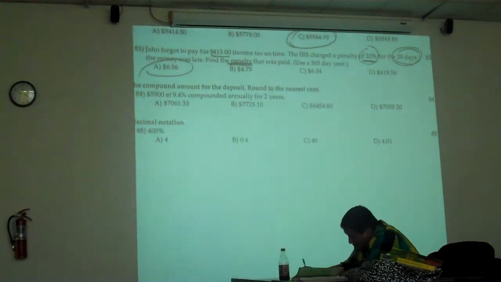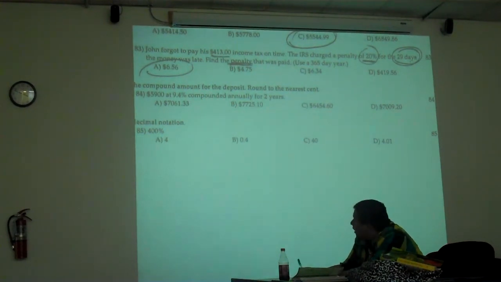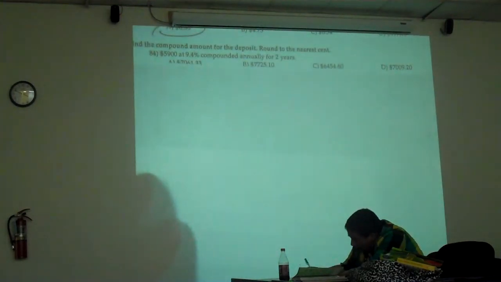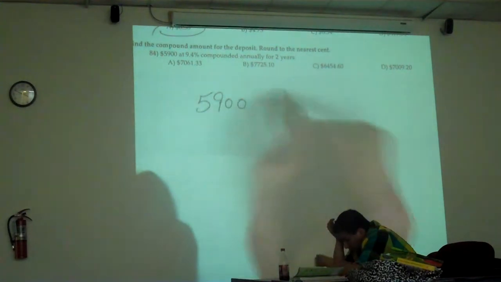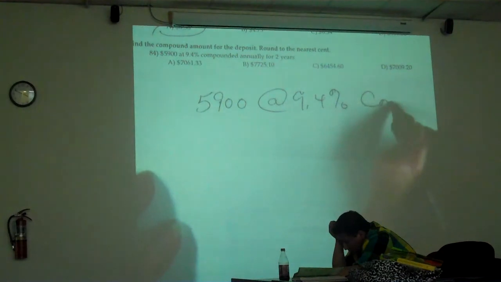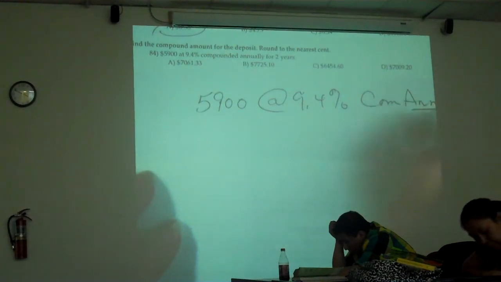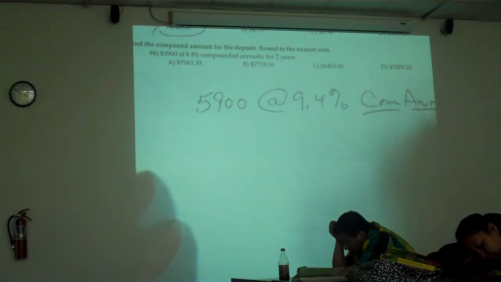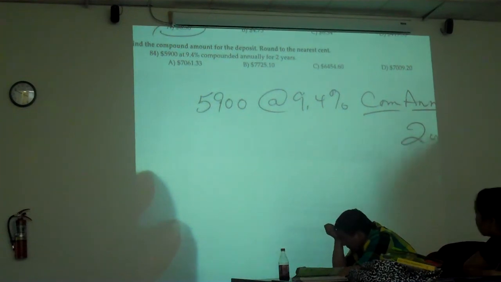Okay, now let's do some compounded annually. This is the one that we add the 1 in front. Don't do it to the simple, only compound. Okay, 84, we have $5,900 at 9.4% compounded annually for 2 years.